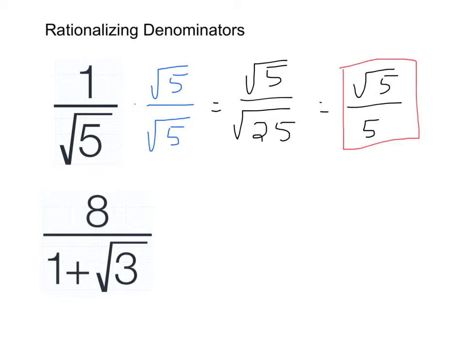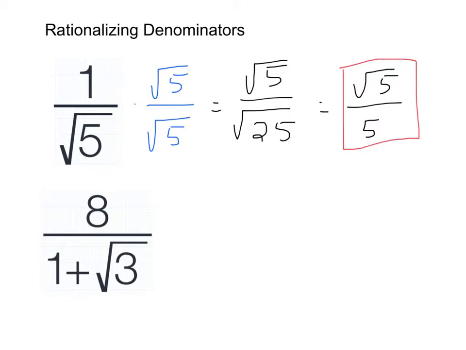The problem with this example is I can't just multiply by the square root of 3 over the square root of 3, because although that would clear up the square root of 3 problem in my denominator, I'd also be distributing it to the 1, which would still leave another radical down there. So I actually have to employ a difference of squares, which is something I haven't done since our factoring chapter.